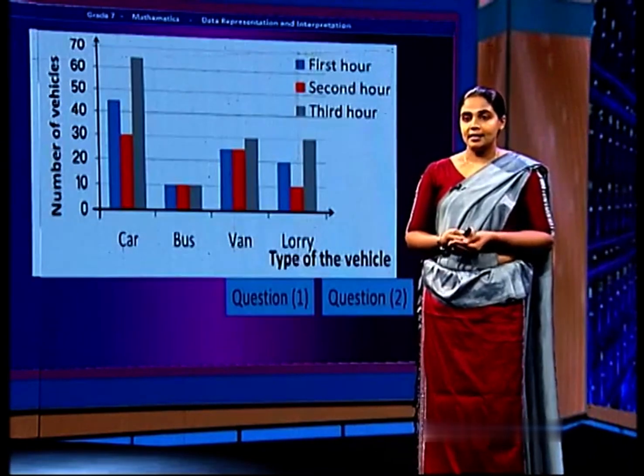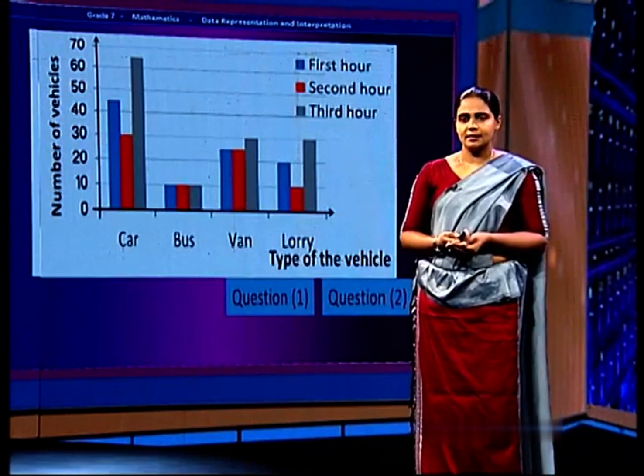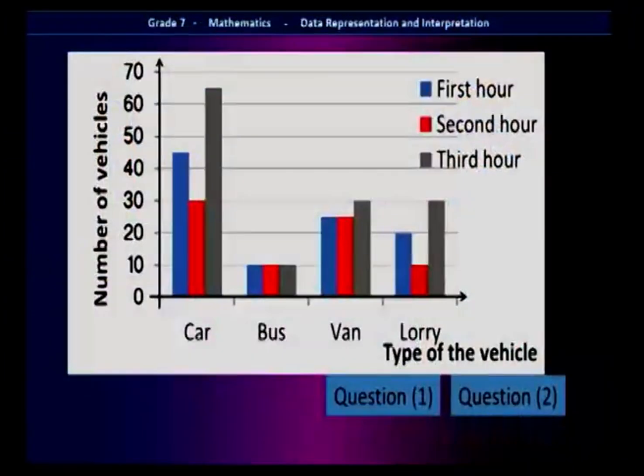Then van, least number of vans. Now you can check the bars in the first hour and second hour. They are the same, but the other graph's bar is higher than them. Then your answer should be first hour and second hour. There are 2 answers. Is it your answer?